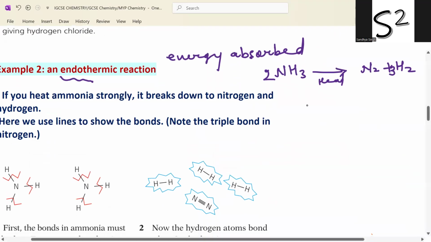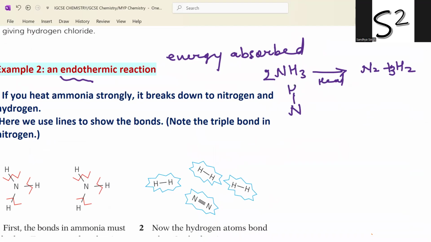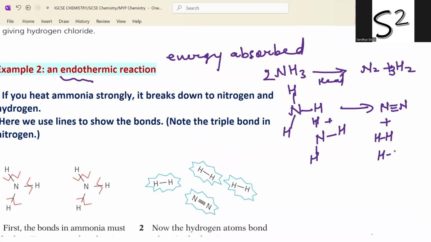Let's see whether it is exothermic or endothermic. To check this, just draw the structural formula of the ammonia molecule NH3. Here are two molecules of ammonia. It gives one nitrogen molecule, where the bond between nitrogen and nitrogen is a triple bond, and 3 hydrogen molecules. This explanation is just to make you understand.